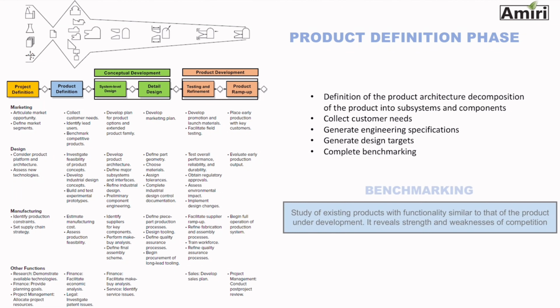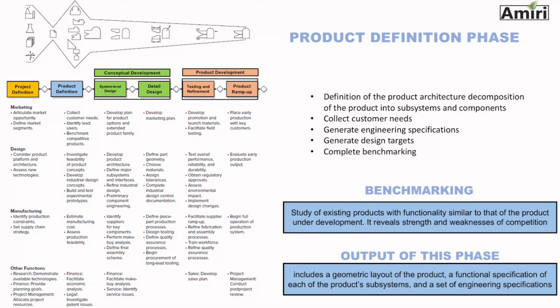Next one, project definition phase. Do you remember the keyword for it? What was the keyword? Specs. Because the main focus here is to figure out the engineering specs. You figure out the architecture decomposition of the product into subsystems. Focus a lot is on the function and what function needs to be done. Functions of each subsystem.